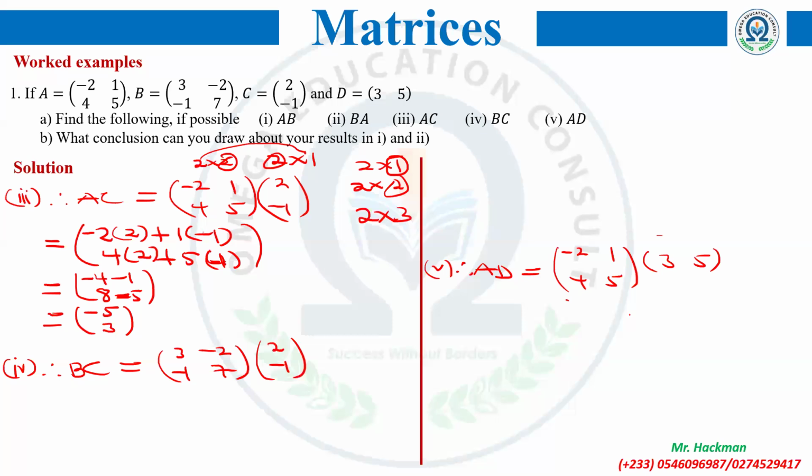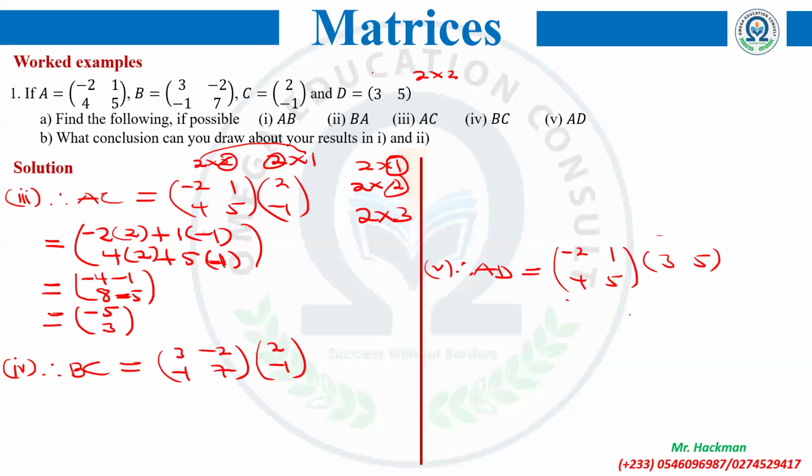Let's check the next question: whether CA will be possible. What is the order of A? It is 2 by 2. We are looking at CA, so the order of C is what?